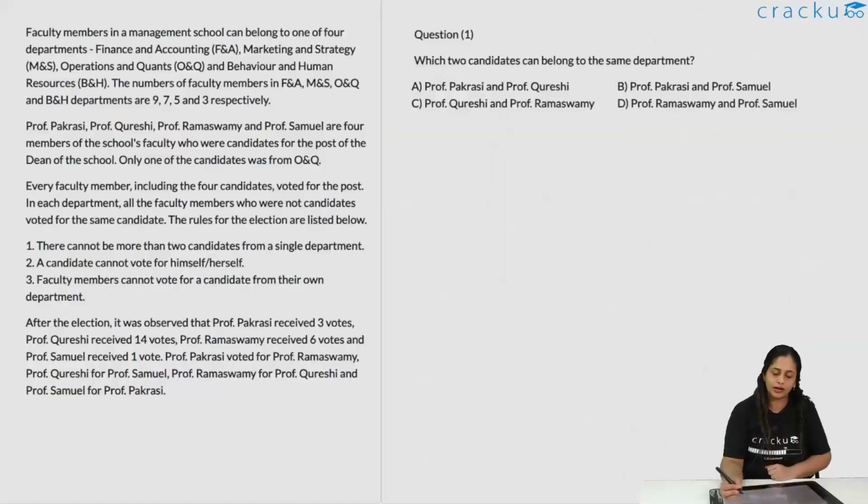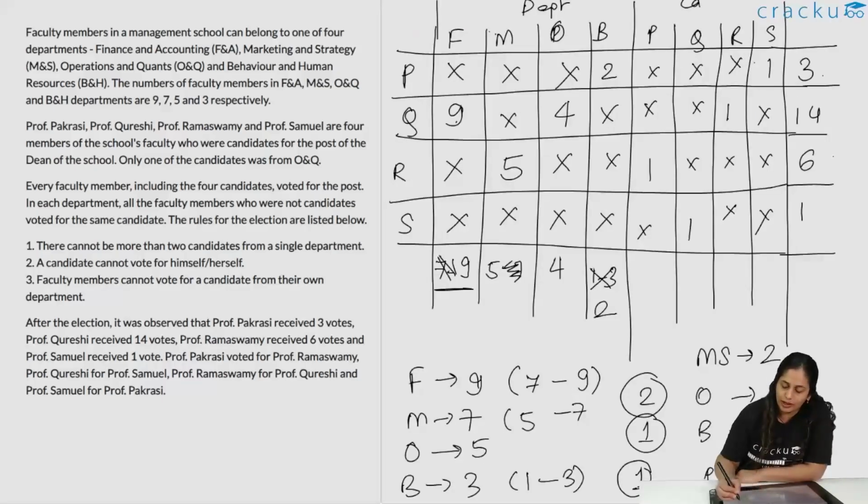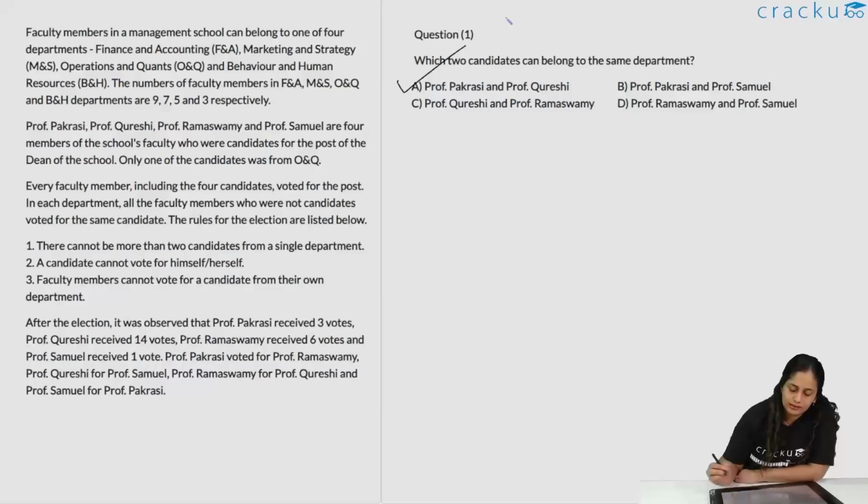Now let's take a look at the questions. Which two candidates can belong to the same department? I can tell for sure that P and Q are from the same department. So the correct answer is option A.